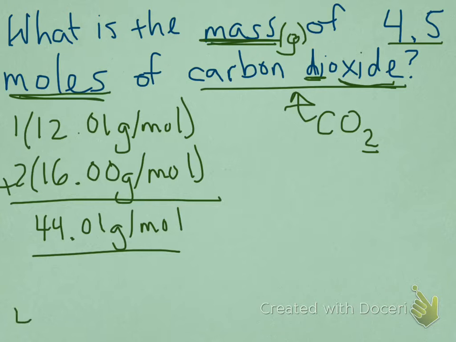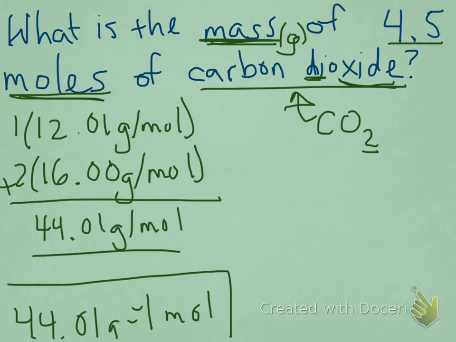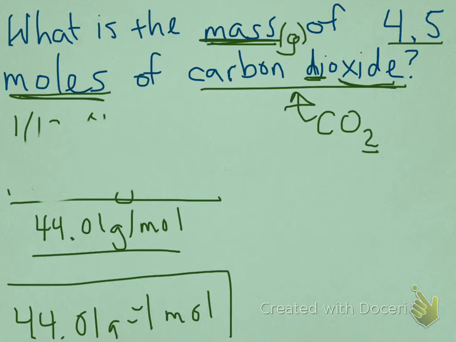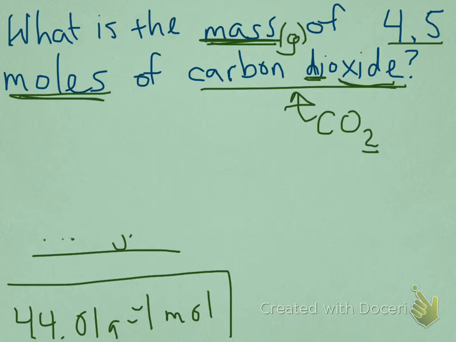So what this means is that for every 44.01 grams of carbon dioxide, we have 1 mole. So if we have 1 mole, then we have 44.0 grams of carbon dioxide. If we have 2 moles, then we would have twice this many grams of carbon dioxide. But the question is, how many grams of carbon dioxide do we have if we have 4.5 moles?